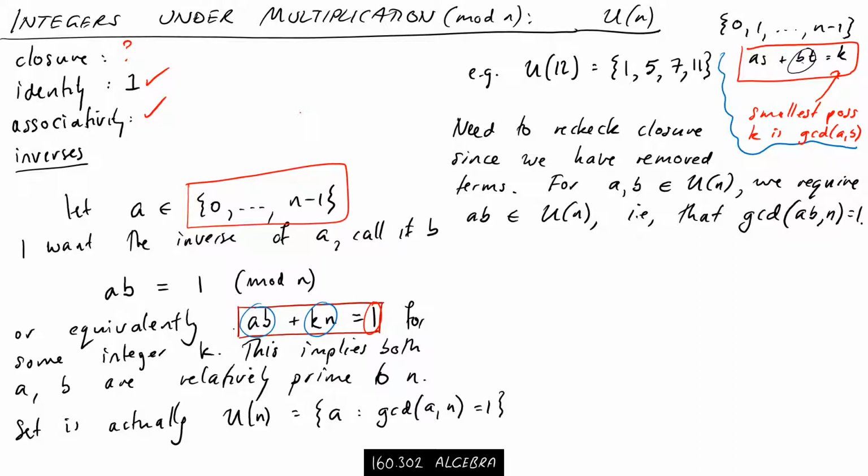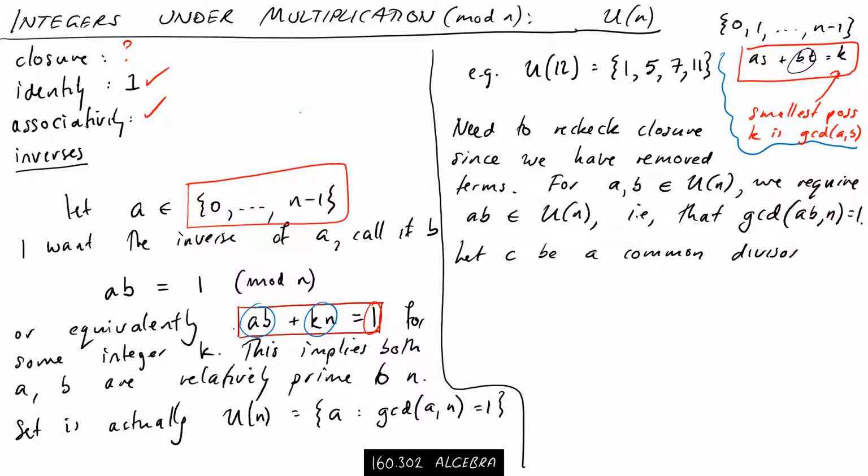Okay, well, how do we check this? The most sensible way of doing it is just to think about the prime factors of any common divisor that there might be. So let's assume that there is some common divisor of ab and n, and that it's not necessarily equal to 1. So let c be a common divisor of ab and n.